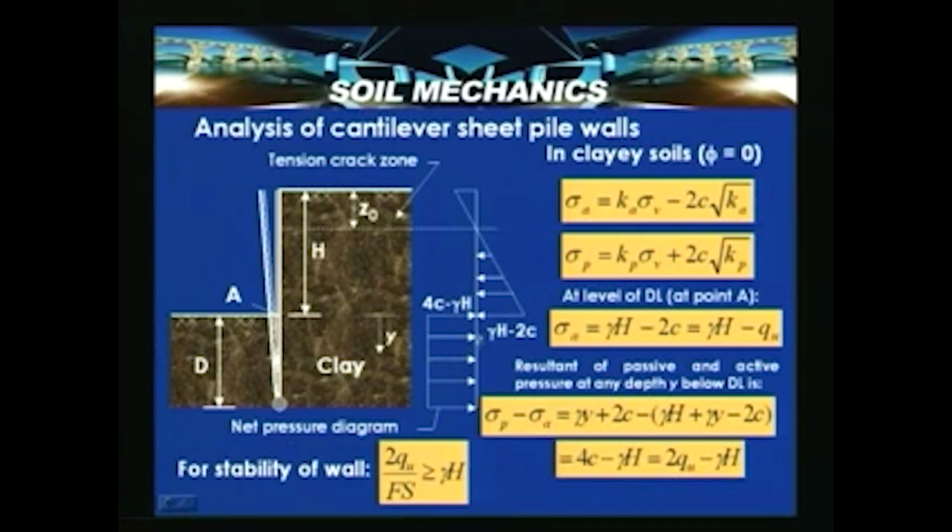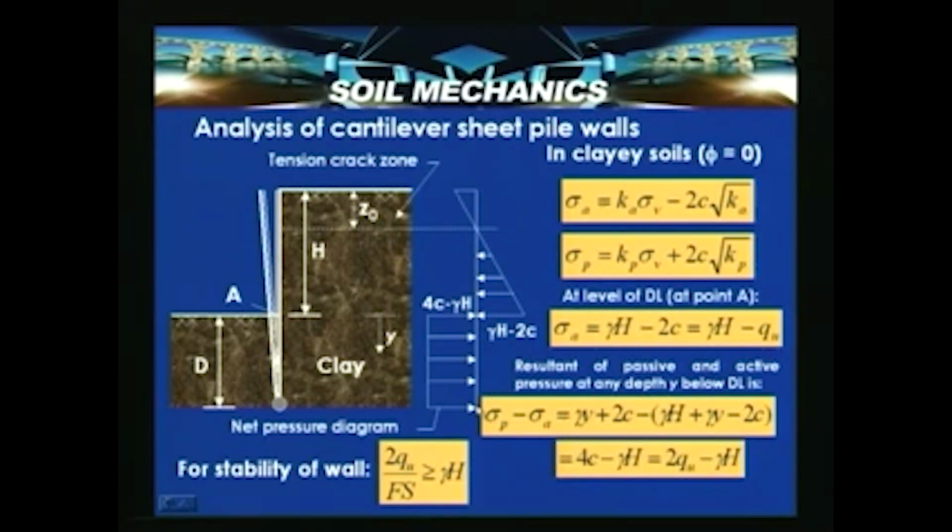When we calculate the net pressure, this is the net pressure diagram. It is independent of depth, and it has 4C minus gamma H, which is maintained here throughout its depth. So when you want to calculate the moment of the net pressures acting about this particular point, we can take these forces and then take moments about this point.